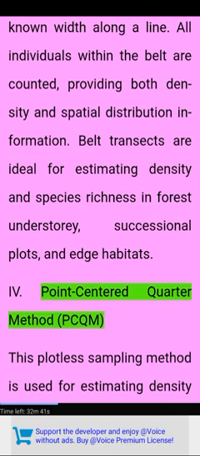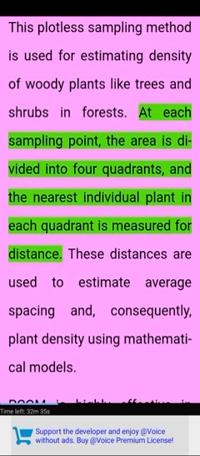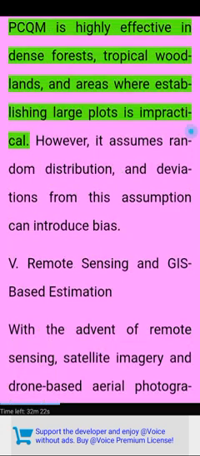IV. Point-centered quarter method, PCQM. This plotless sampling method is used for estimating density of woody plants like trees and shrubs in forests. At each sampling point, the area is divided into 4 quadrants, and the nearest individual plant in each quadrant is measured for distance. These distances are used to estimate average spacing and, consequently, plant density using mathematical models.